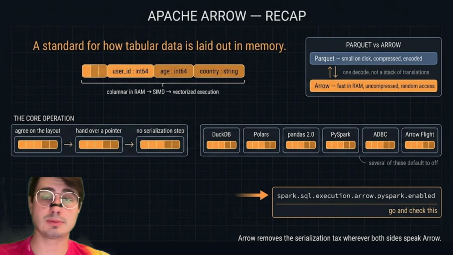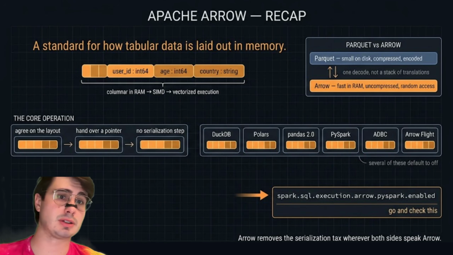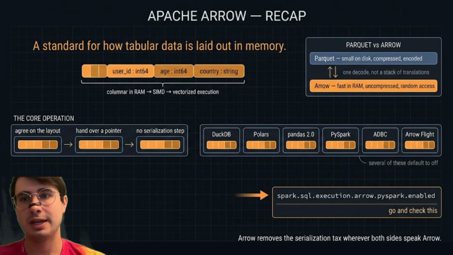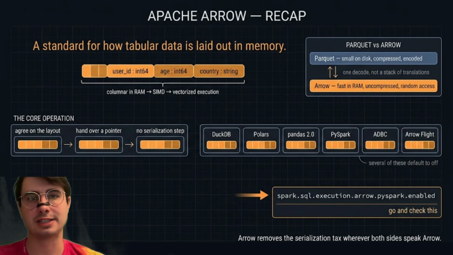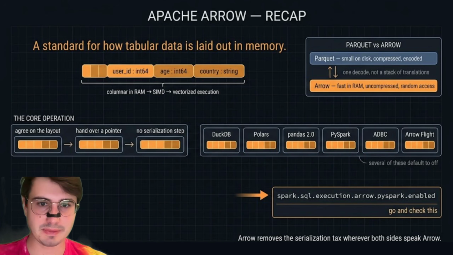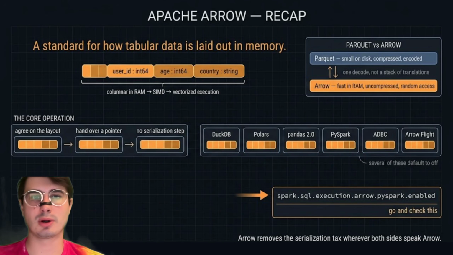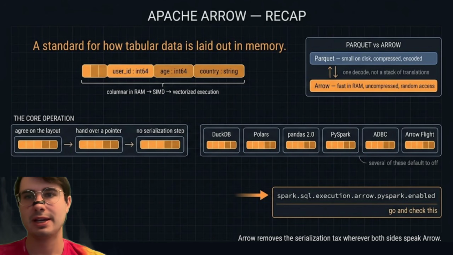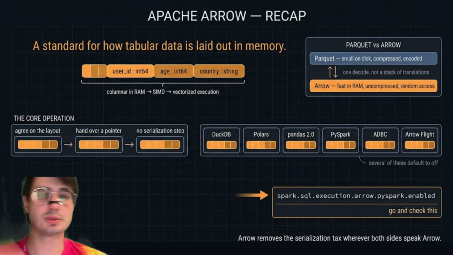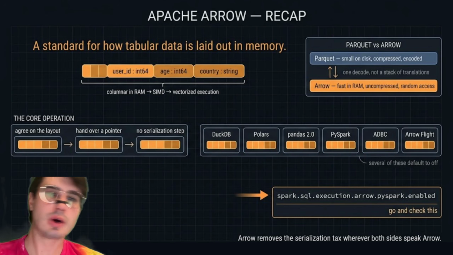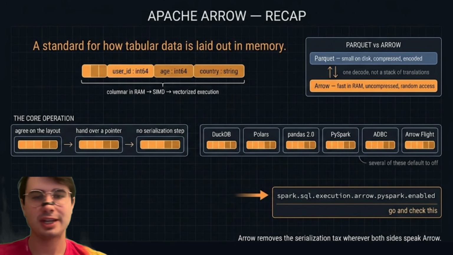And Parquet is optimized for storing data on disk with compression and encoding, versus Arrow is optimized for computing on data in memory with fast random access. They're designed to meet, not to compete. And Arrow is already inside DuckDB, Polars, Pandas 2.0, PySpark, ADBC drivers, and Arrow Flight. And in several of those, it sits behind a config flag that defaults to off. So go and enable that today. Start using Arrow. Stop holding yourself back.